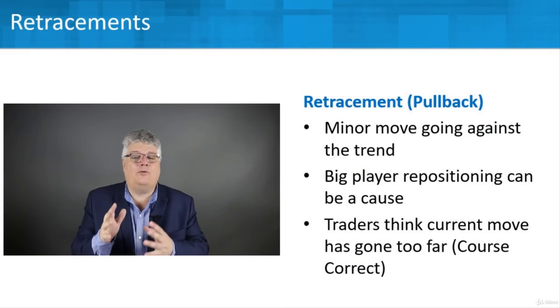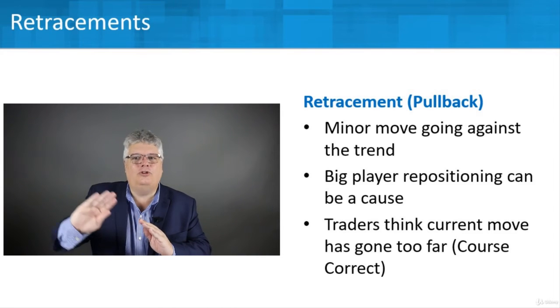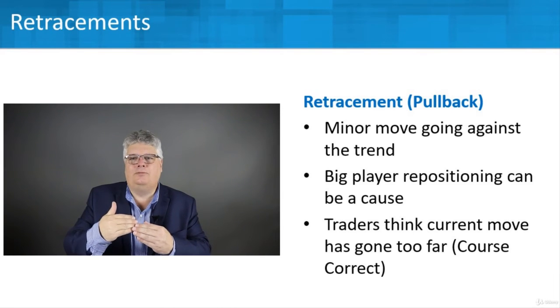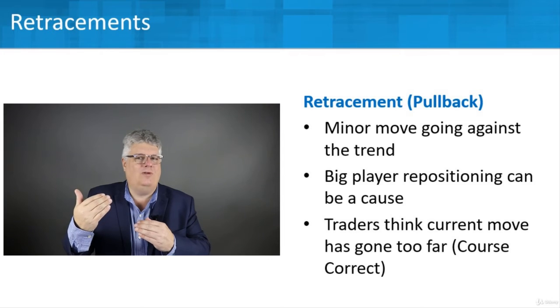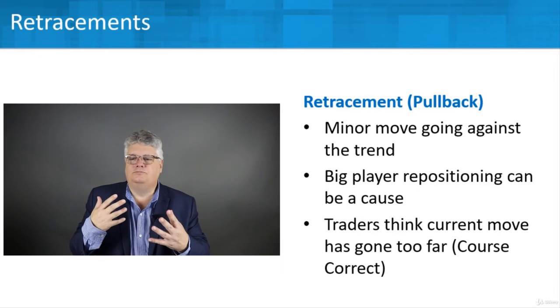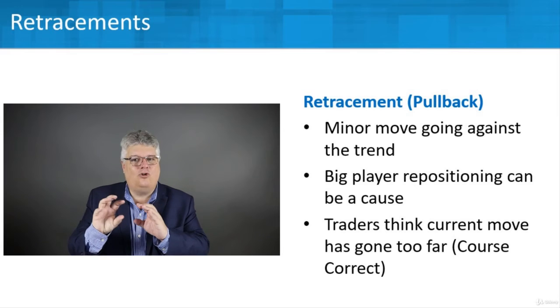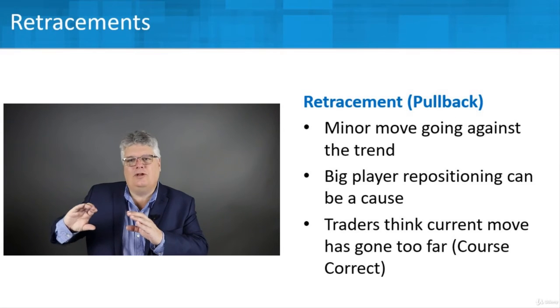And sometimes when you see movement, and you see something like a big announcement that might be related to it, you want to say, okay, is this really happening? Or is this just going to be a short-term thing that's going to come back and pull back? In fact, we call those pullbacks retracements. A breakout is where it breaks out and now is forming a new type of trend. A retracement is where it breaks out a little bit, but it's a minor move going against the trend, and then it's going to come back, like that big player repositioning. So if traders think a current move has gone too far, they might have a little course correction or a little pullback, but then the trend might come back up again.